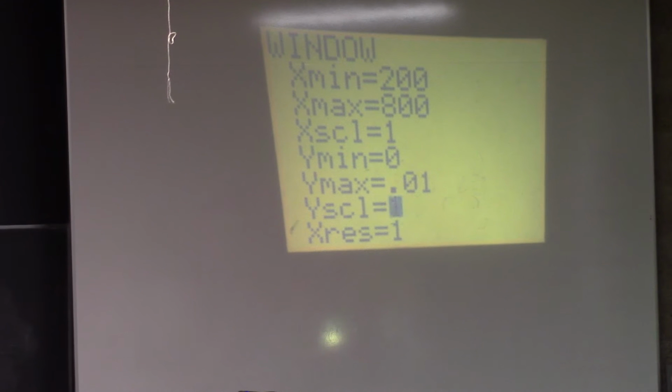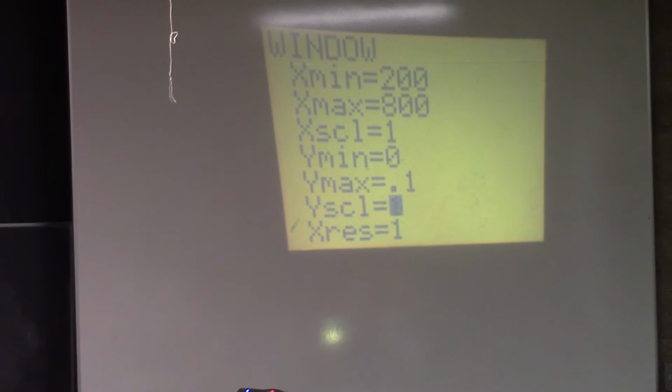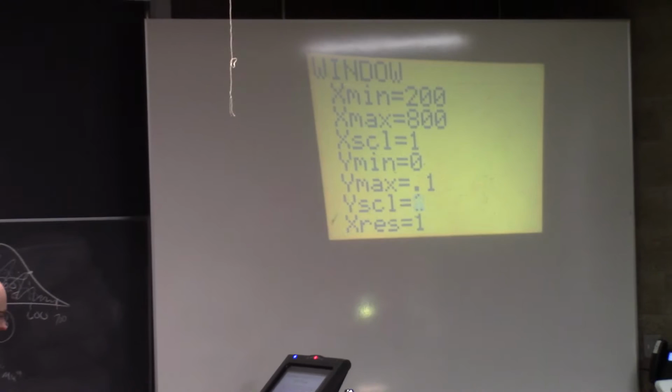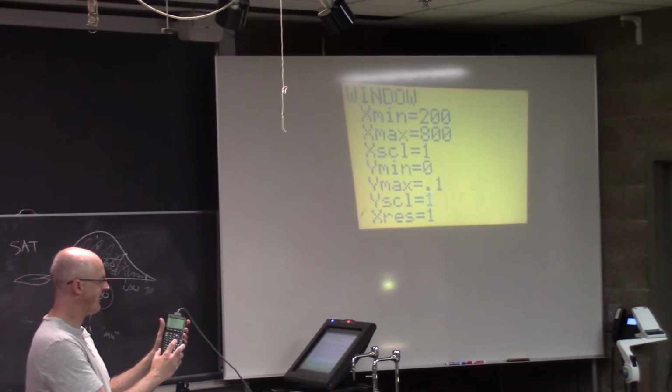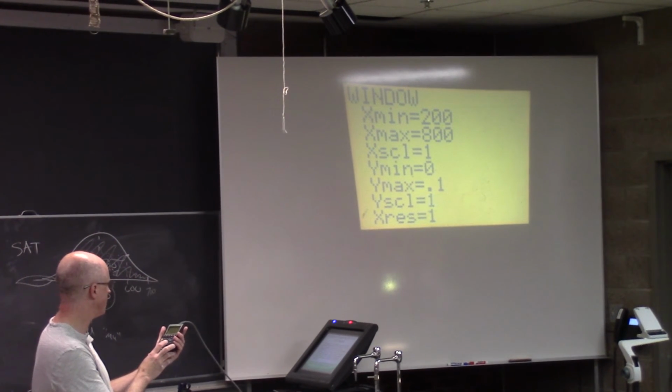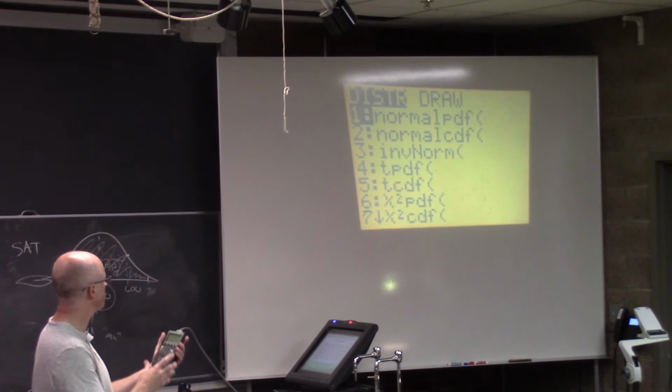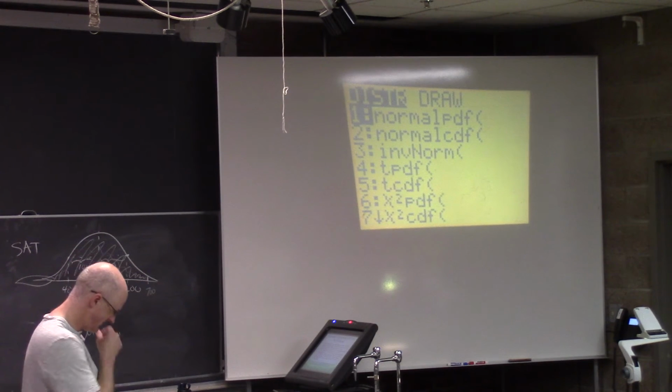Maybe that's too small. Let me try 0.1. Don't worry about the Y scale. So go X-min 200, X-max 800, Y-min 0, Y-max 0.1. I'm not sure this is going to work real great, but let's see how well it does. Then if you've got this kind of calculator, I go to what's called distributions, D-I-S-T-R, which is above my VARS button. I have to hit my second button feature. It looks like this for me when I do that.